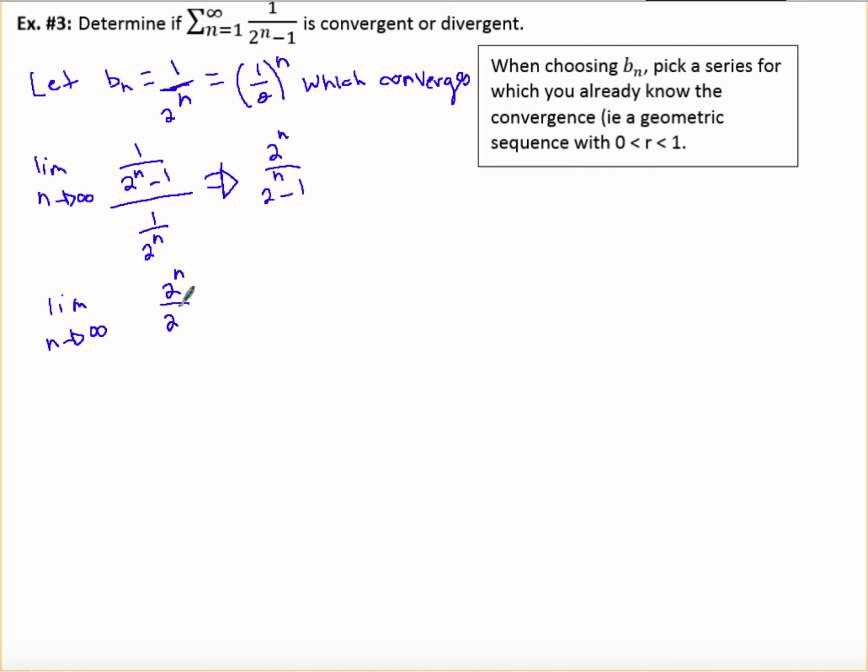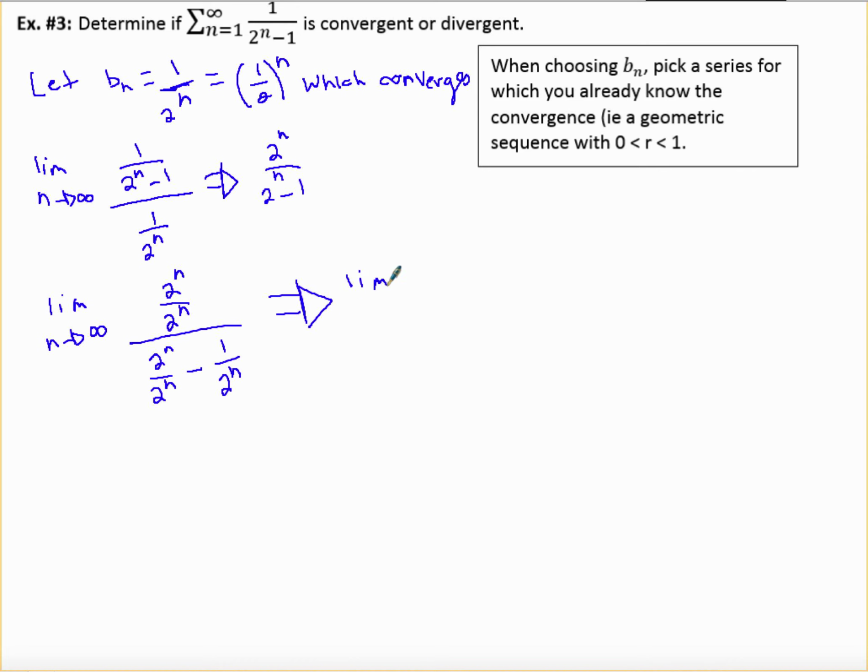So I'm going to divide every single term by 2 to the n. 2 to the n divided by 2 to the n, 2 to the n divided by 2 to the n, and 1 divided by 2 to the n. What this is going to do is make it a lot easier for me to calculate the limit. All right, so let's simplify this bad boy.